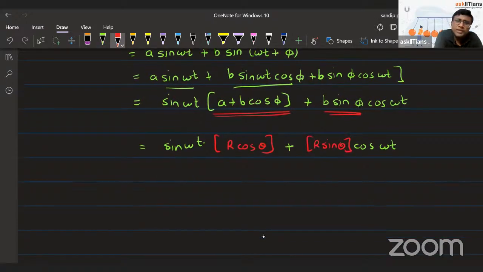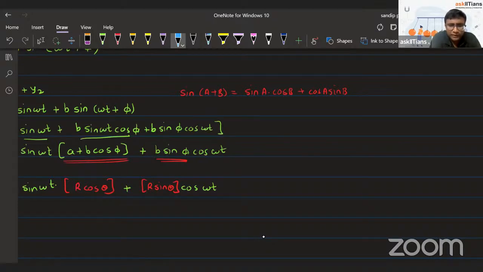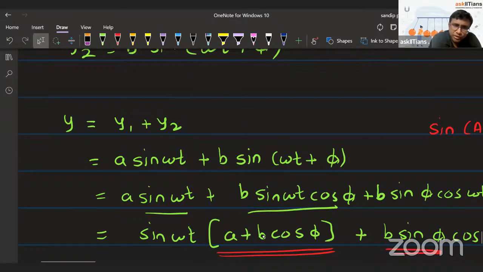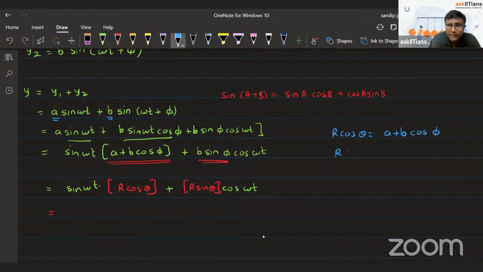So what is the use of that? This I will separately write here: r cos theta, I have called as a plus b cos phi. What are a and b? A and b are the amplitudes of the light. Then the other one you have is r sine theta. So r sine theta, I have called as b sine phi. So I'll separately write it here.